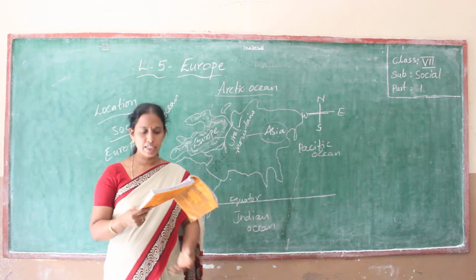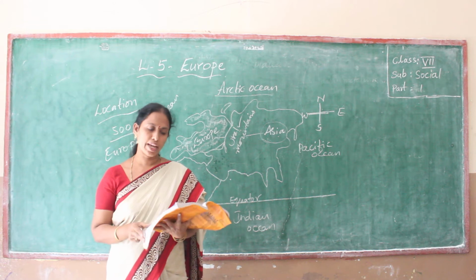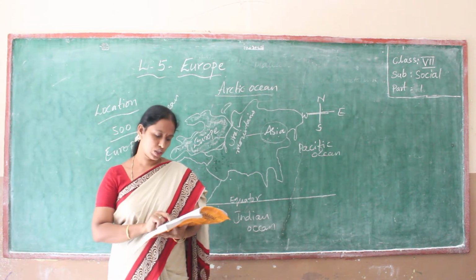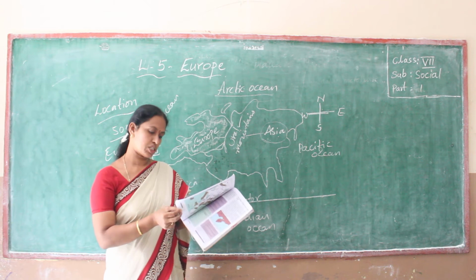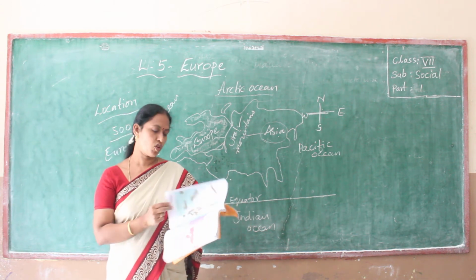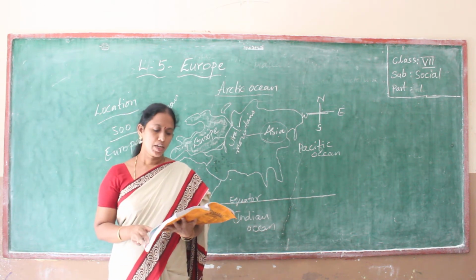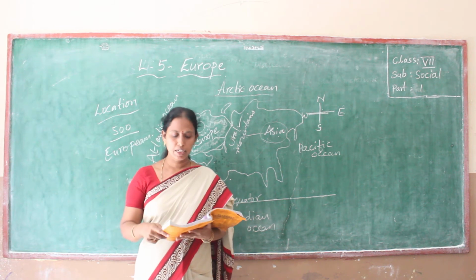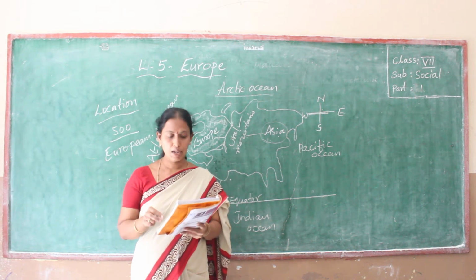Next, mountains, plains and rivers. See the mountains, plains and rivers on the map of Europe. It is given on page number 46, map 4. Let us learn more about the mountains, plains and rivers of Europe with the help of map 4.